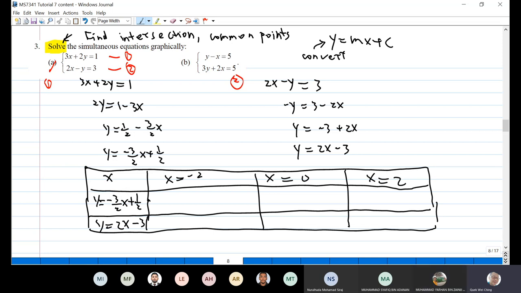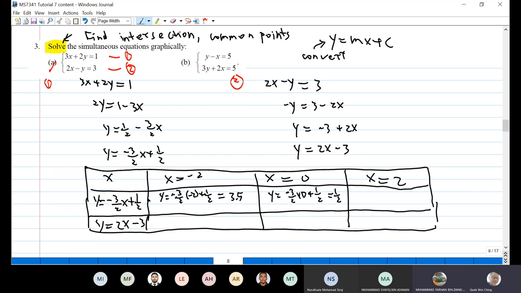So let's calculate what happened when x equal to minus 2. When x equal to minus 2, what is the y now? y equal to minus 3 over 2 times minus 2 plus half. So you press the calculator, you get 3 plus half is 3.5. Okay, we put x equal to minus 2 there, get y equal to 3.5. What about if we put x equal to 0? y equal to minus 3 over 2 times 0 plus 0.5, get half.